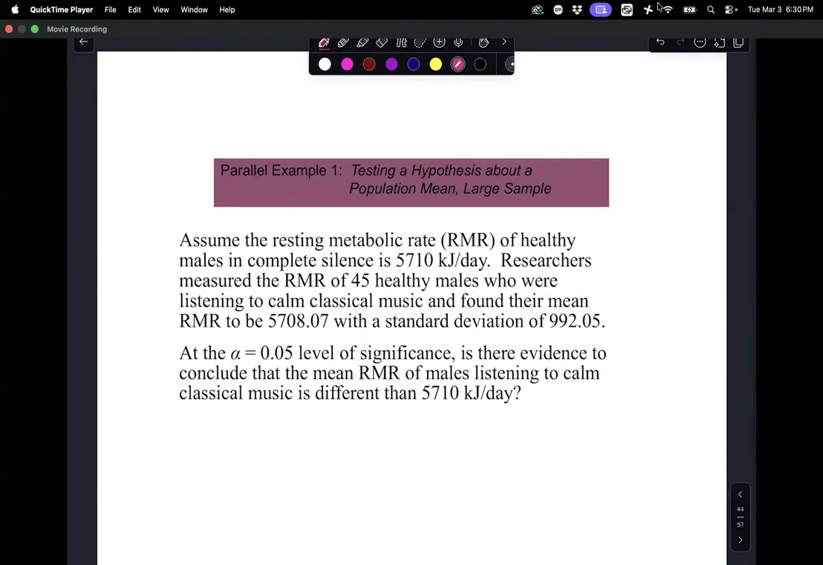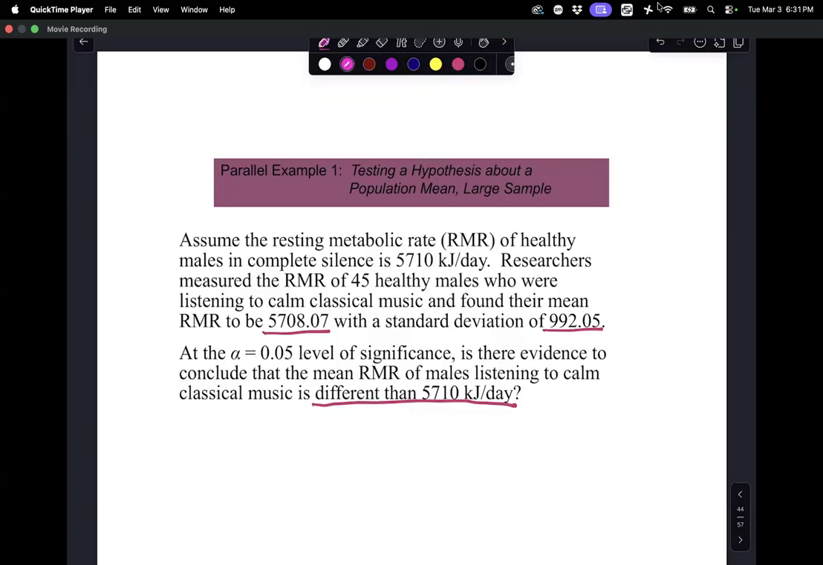Okay, let's do this one. Assume the resting metabolic rate of healthy males in complete silence is 5710 kilojoules a day. Researchers measured the RMR of 45 healthy males who were listening to calm classical music. They found their average, this is my mu, to be that, with a standard deviation of that. Our level of significance is going to be 0.05. We want to know, is there evidence to conclude that the RMR of males listening to calm classical music is different than 5710 kilojoules a day? That word different tells you it's two-tailed.